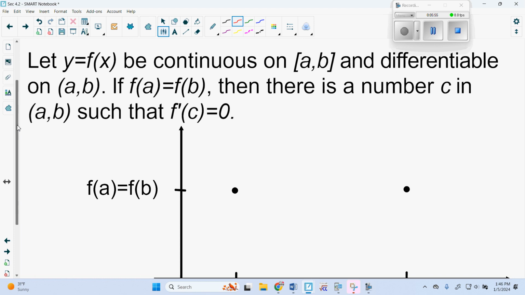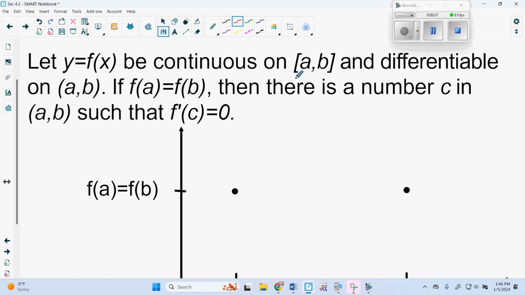Let a function f of x be continuous on the closed interval a to b and be differentiable on the open interval a to b. So continuous, there's no gaps, there's no holes, there's no asymptotes. You can draw from a to b without lifting your pencil, right? Not a great definition, but it'll get us there.